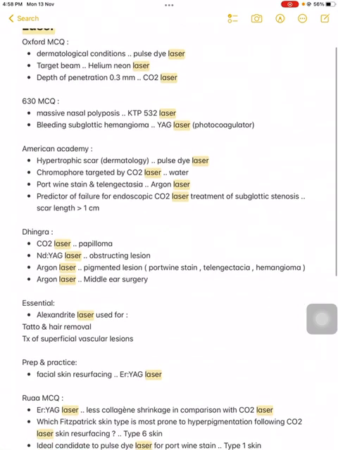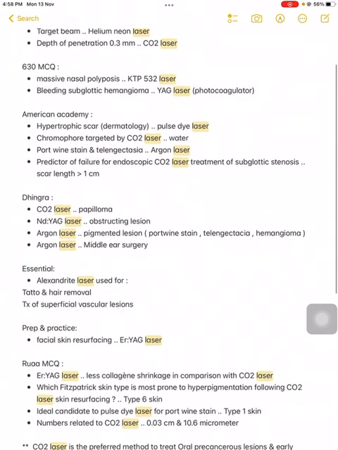The preferred laser for papilloma is CO2 laser. Neodymium YAG laser is used for obstructing lesions. In addition to the use of argon laser in the treatment of pigmented lesions, it is also used in middle ear surgery. The type of laser used for tattoo and hair removal is Alexandrite laser, and it is used for the treatment of superficial vascular lesions.